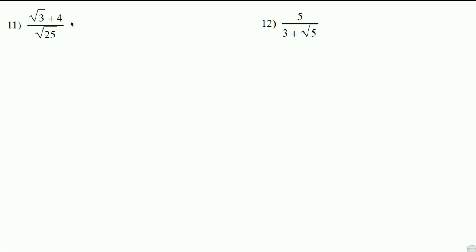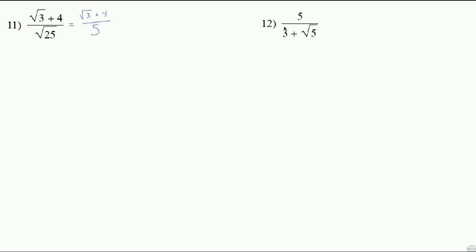Number 11 actually turns out to be very simple because we want to look and simplify radicals first if possible. We can't simplify the square root of 3, but the square root of 25 is simply 5. So we get the square root of 3 plus 4 over 5, and that's completely simplified. Root 3 can't be simplified, you can't add these together, and there's no square root in the denominator that we have to be concerned about.